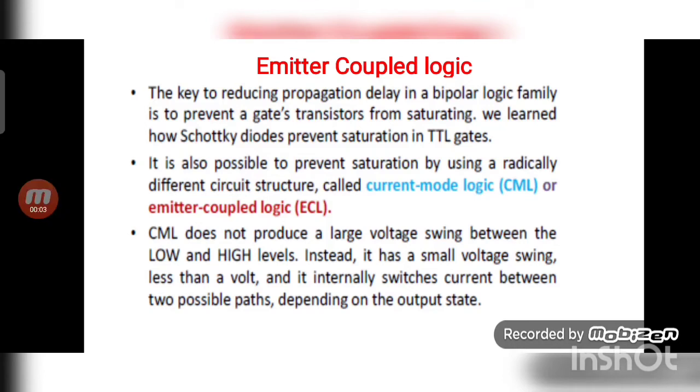Hi everybody. Today we will discuss emitter coupled logic. So why should we go for emitter coupled logic?